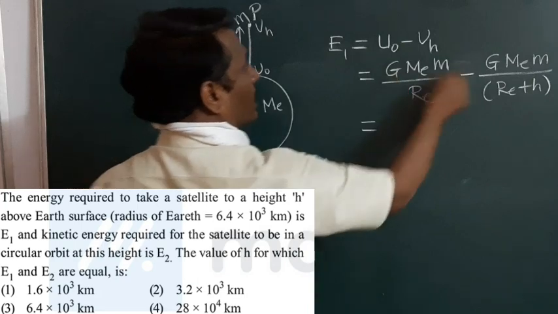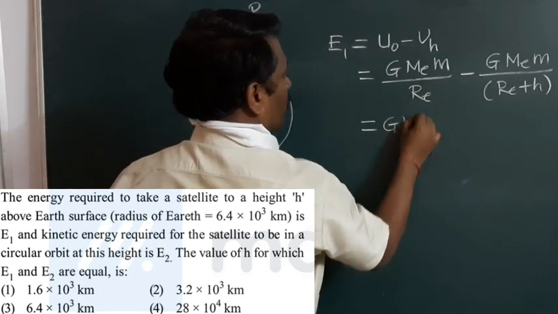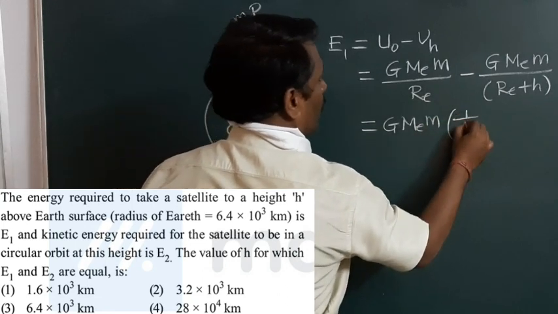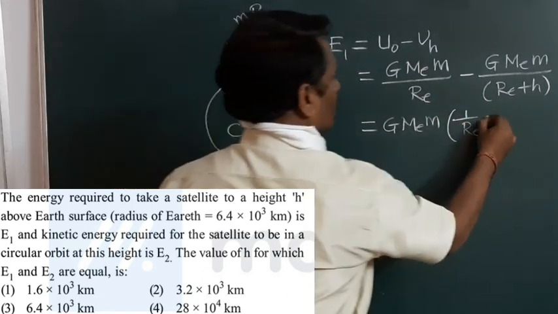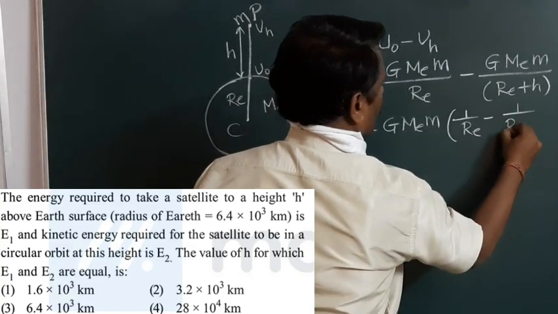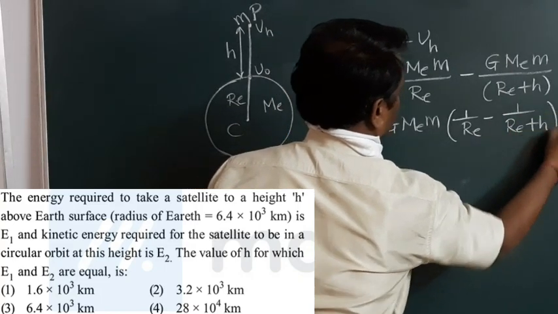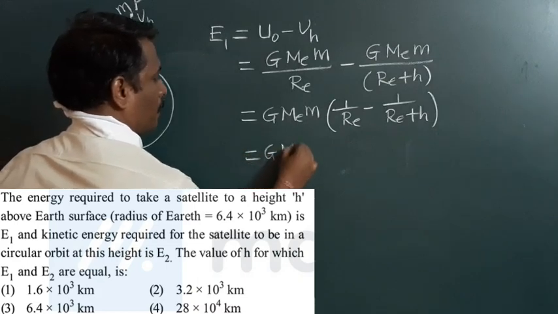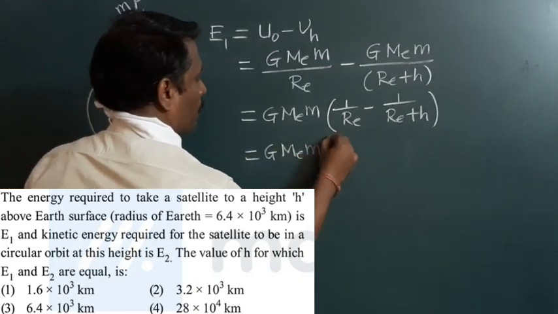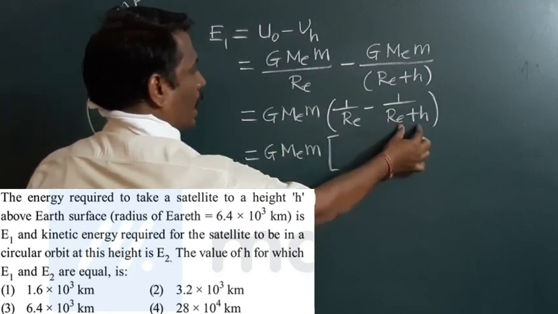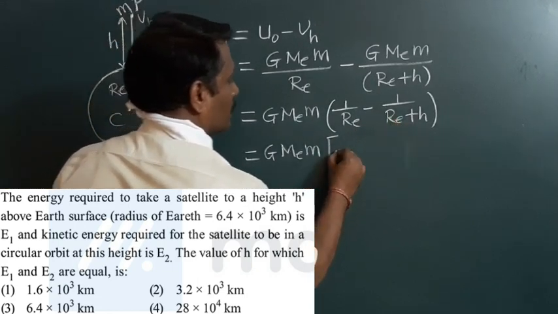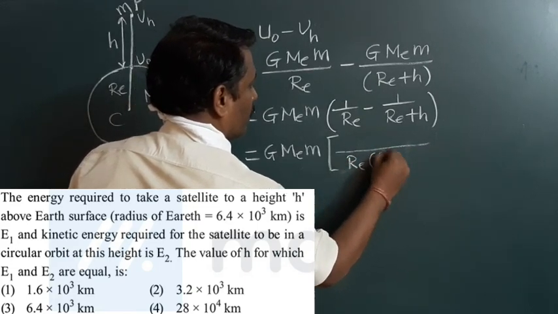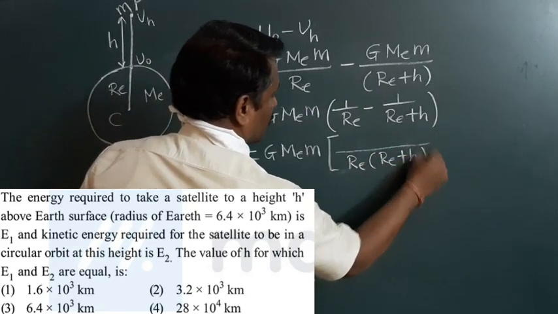That is equal to G MEM, which can be taken as common. Then 1 by RE minus 1 by RE plus H. Let us simplify this. Here G MEM, and here we can take RE into RE plus H as the LCM. So the LCM is RE into RE plus H.